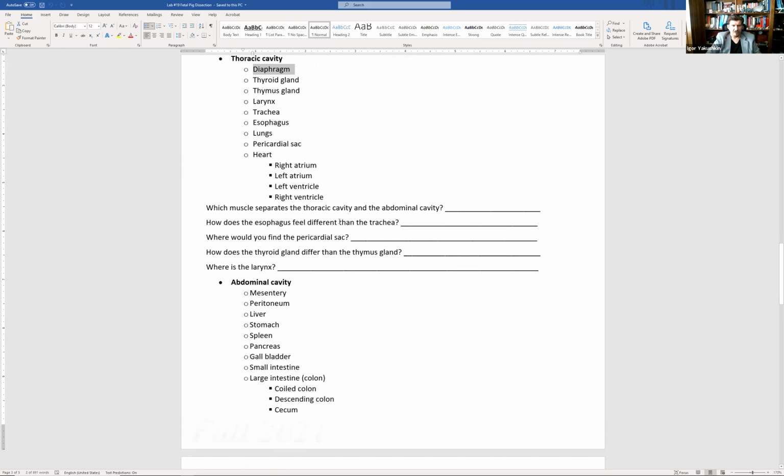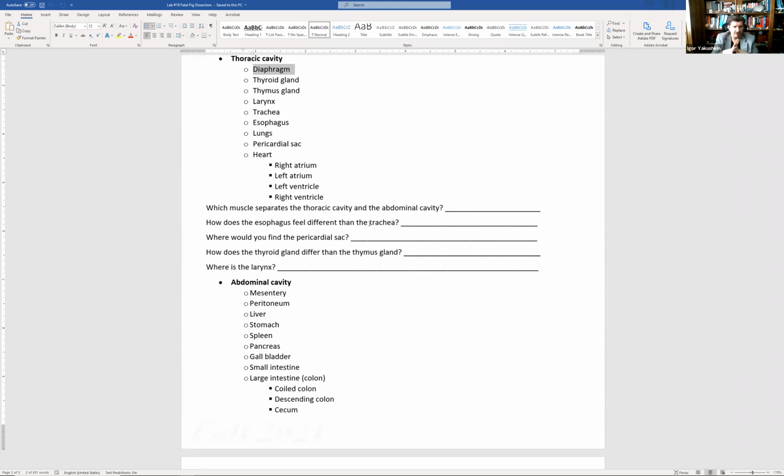How does the esophagus feel different than the trachea? Whenever you're looking at the trachea in an actual pig dissection, the esophagus is just a tube. The trachea will have half rings in front, half cartilage rings. So it will not collapse whenever you, for example, exhale, hard exhale, it will not collapse. It stays open. And also whenever you're swallowing, the esophagus will not be able to collapse the trachea. So the trachea has cartilage rings.